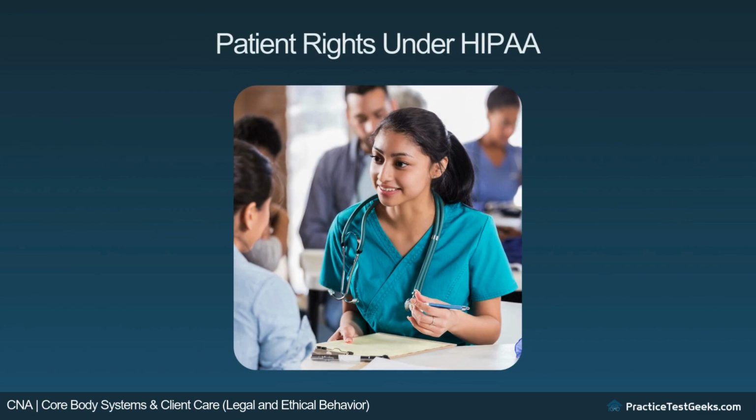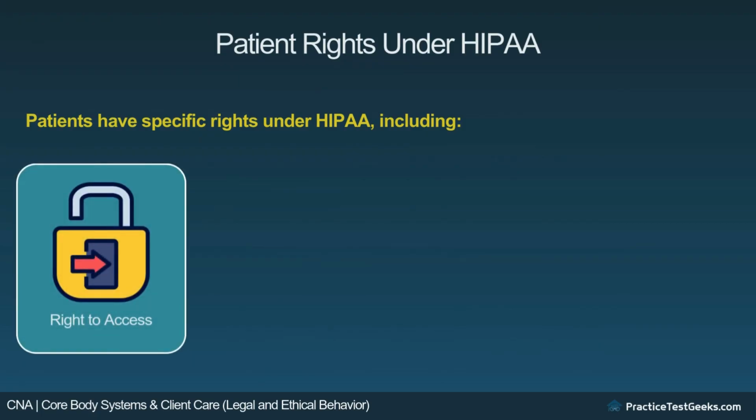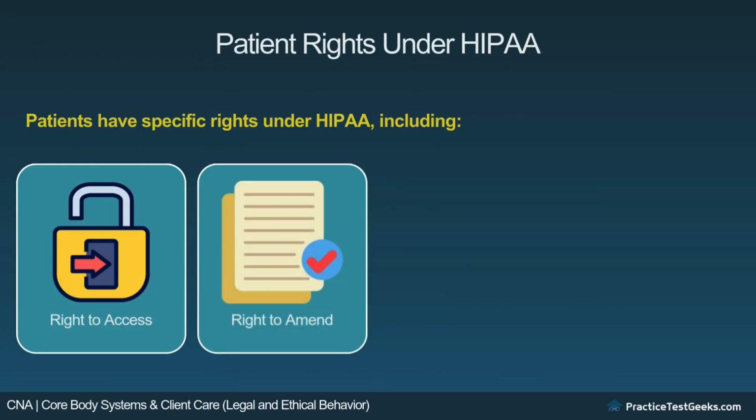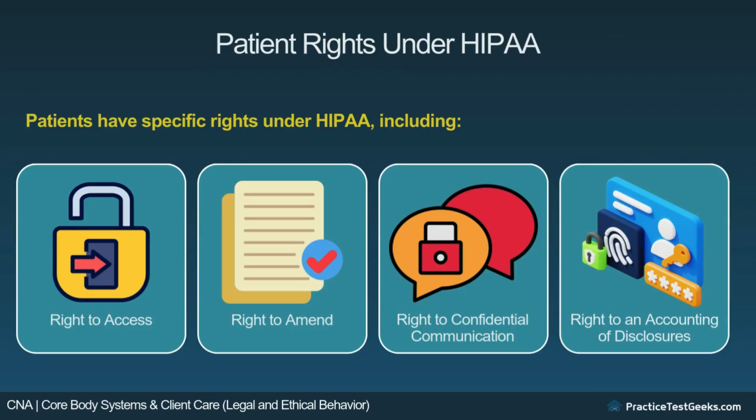Patient rights under HIPAA. Patients have specific rights under HIPAA, including right to access. Patients can view and obtain copies of their health records. Right to amend. Patients can request corrections to their records. Right to confidential communication. Patients can request privacy in how they are contacted. Right to an accounting of disclosures. Patients can know who has accessed their PHI. Healthcare workers must honor these rights and support patients in exercising them.